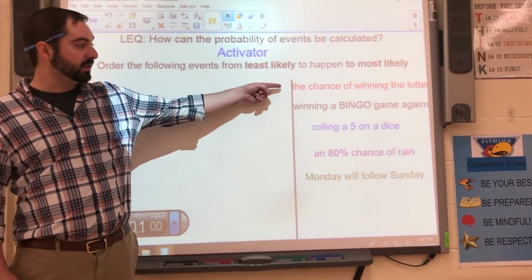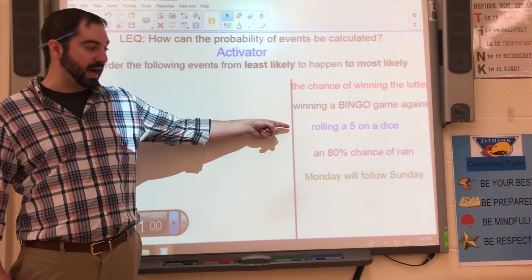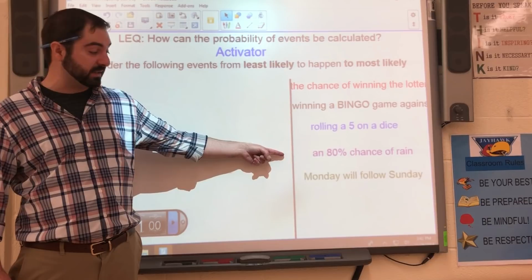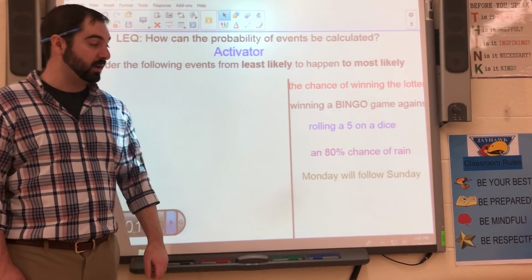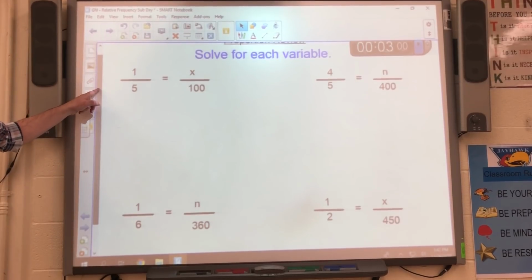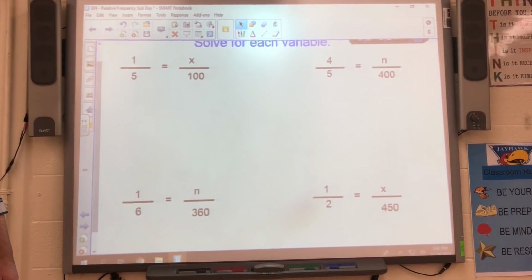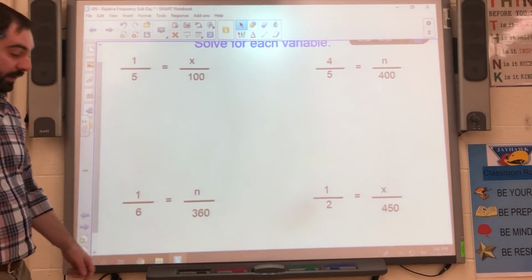So again, smallest chance, winning bingo is the second least, rolling a 5, the third least, 80%, the second greatest, Monday follows Sunday, 100% chance that happens. Next slide, take about 3 minutes. Cross multiply, solve all your variables. Again, press pause. When you're ready, press play to check over your work.